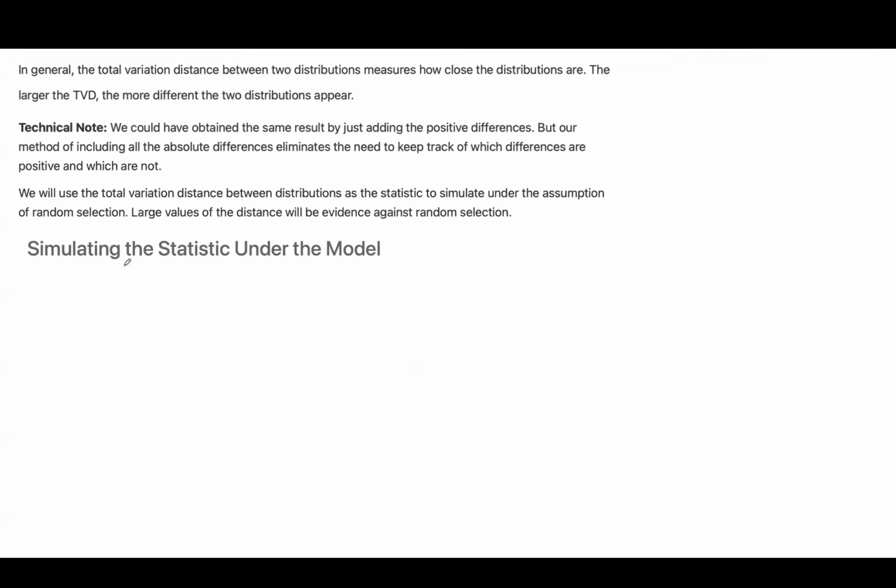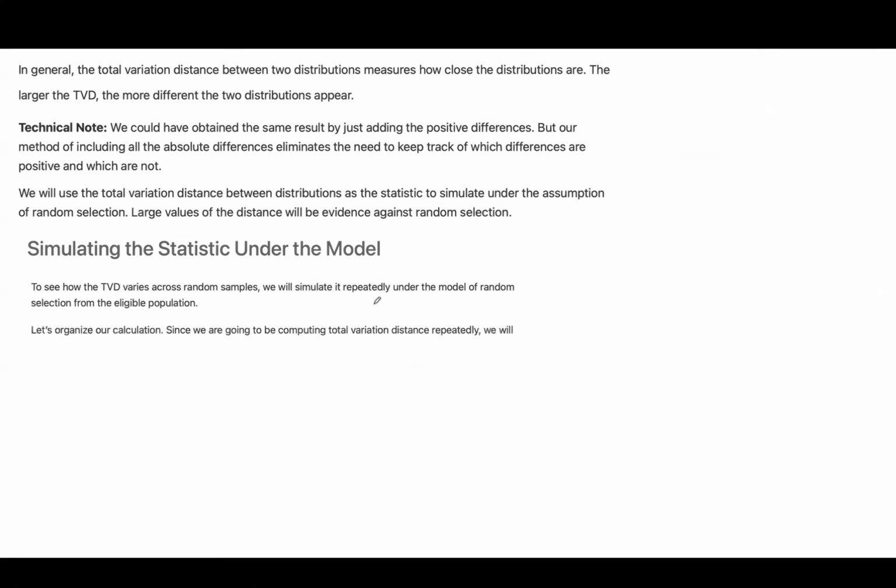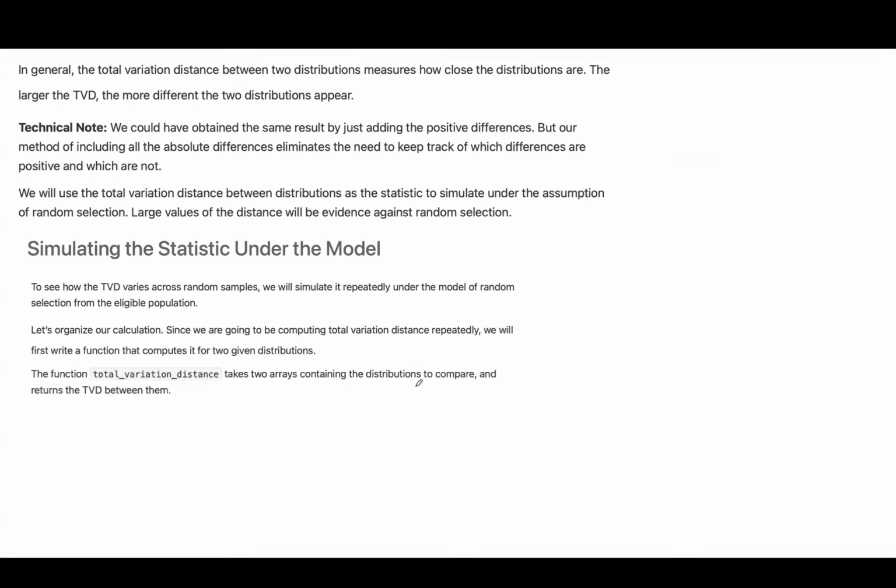Now, let's simulate the statistic under the model to see how TVD varies across random samples. We will simulate it repeatedly under the model of random selection from the eligible population. Let's organize our calculation. Since we are going to be computing total variation distance repeatedly, we'll first write a function that computes it for two given distributions. The function total_variation_distance takes two arrays containing the distributions to compare and returns the TVD between them.